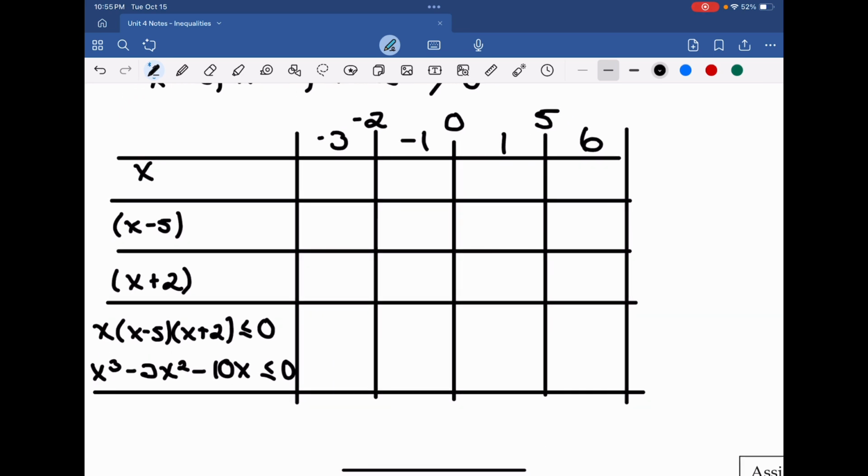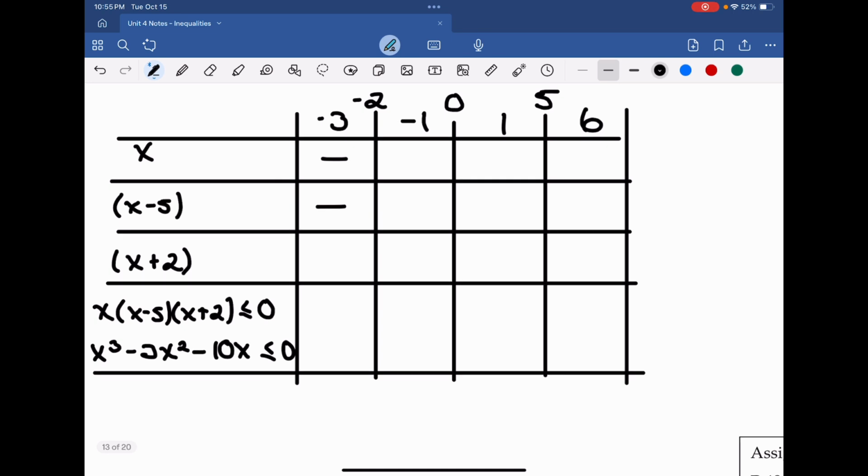So first of all, if x is equal to -3, this is negative. If we plug in -3 into the bracket, this will also give us a negative. Lastly, if we plug in -3 minus 2, or rather -3 plus 2, this also gives us a negative. 3 negatives all multiplied together will end up giving us a negative value.